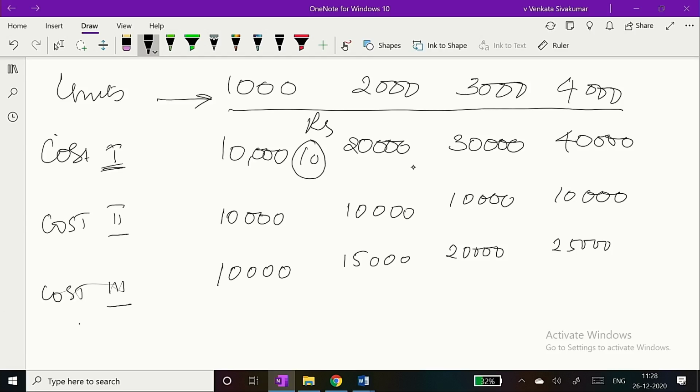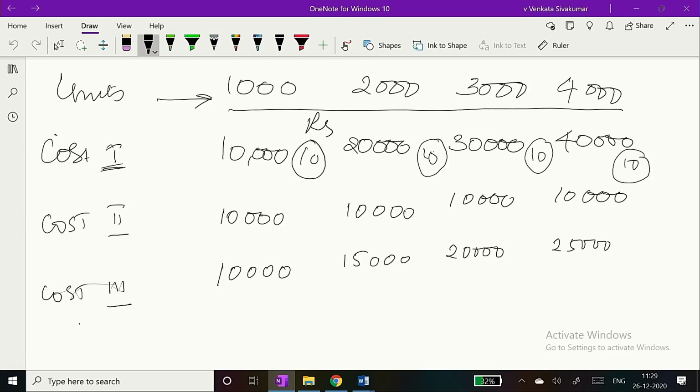10,000 by 1000, this is also 10 rupees per unit. This is also 10 rupees per unit. This is also 10 rupees per unit. So, second observation is the per unit cost remains constant. Understand? The per unit cost remains constant. Therefore, it is called as variable cost. Therefore, it is called as variable overhead.